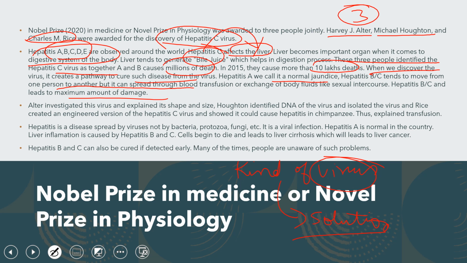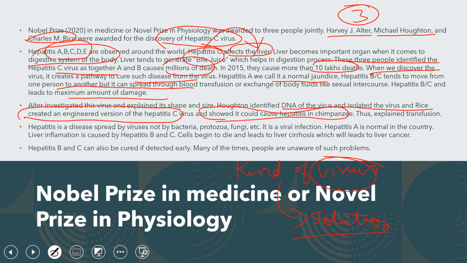In the alternative investigation of this virus, the shape and size of the virus were found, and after identification of that virus, the shape and size were made clear. Then Houghton identified the DNA of the virus and isolated it, and Rice, that is Charles M. Rice, created an engineered version of the hepatitis C virus and showed that it causes hepatitis in chimpanzees.